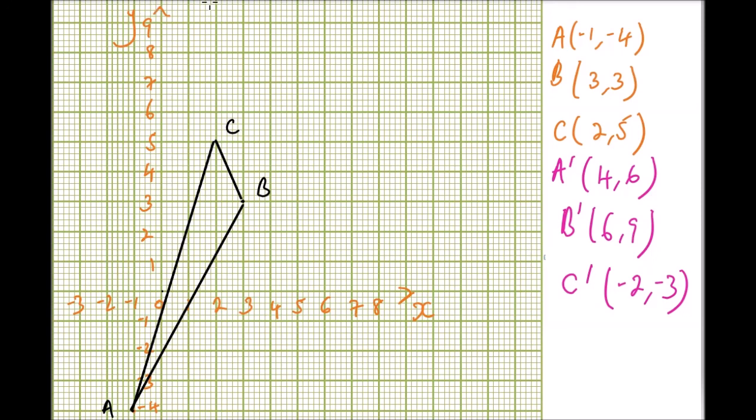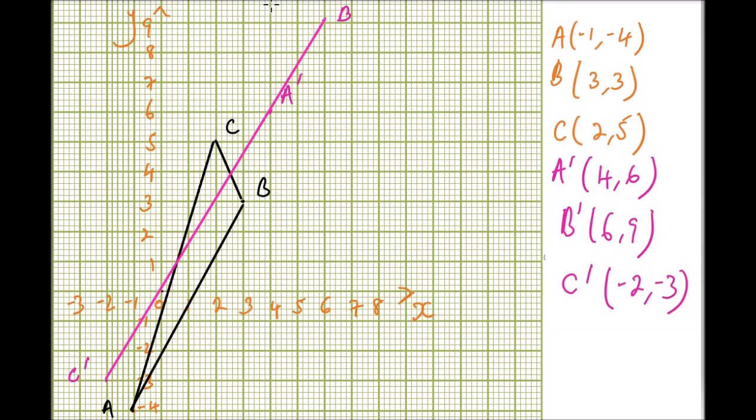So from there we go ahead and plot the triangle A'B'C'. Our A prime is (4, 6). So this is 4, and this is where we have our A prime. Our B prime is at (6, 9), so 6 and 9 we have here, and our C prime is at (-2, -3). So this is where we have our C prime. So we are going to join the 3 points to come up with it. So this is our image.